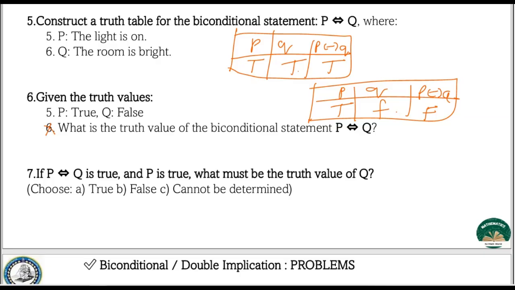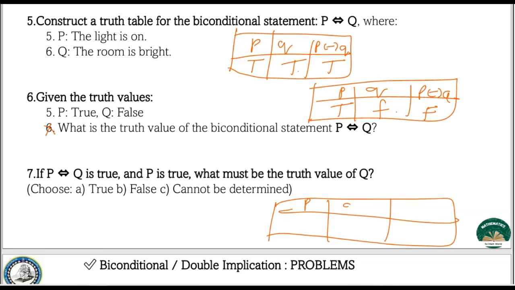If P double implication Q is true and P is true, what must be the truth value of Q? Looking at the truth table for P, Q, and P double implication Q, if P is true, Q also should be T only. When both are T, it is T. So it should be true.